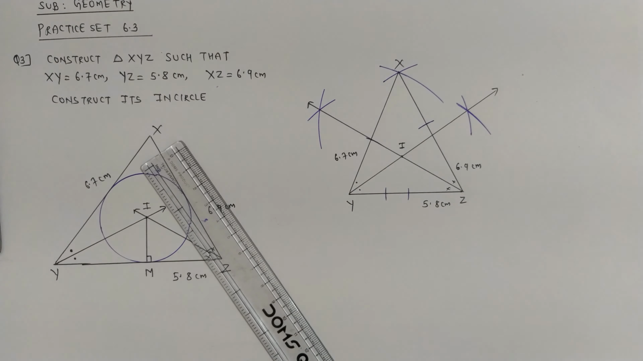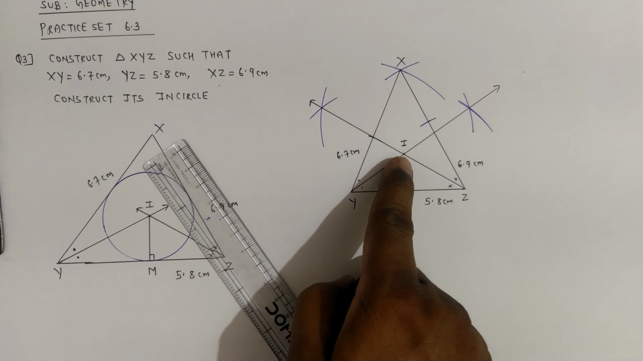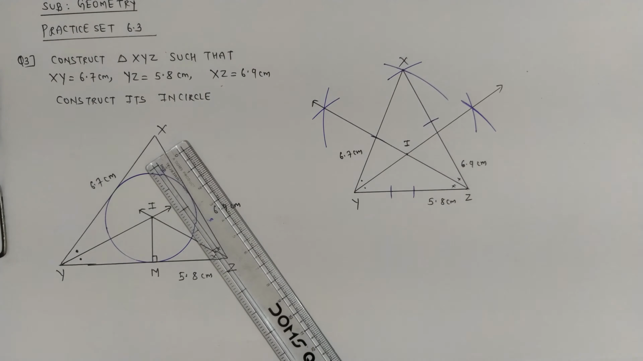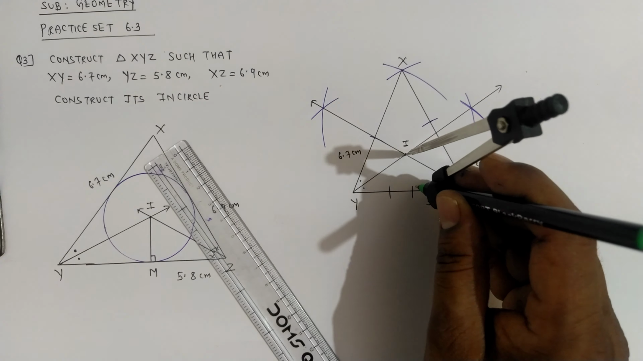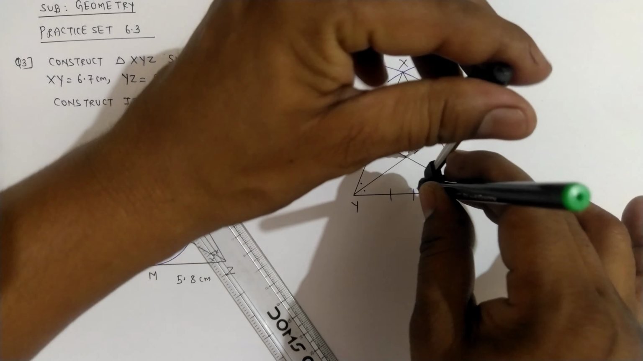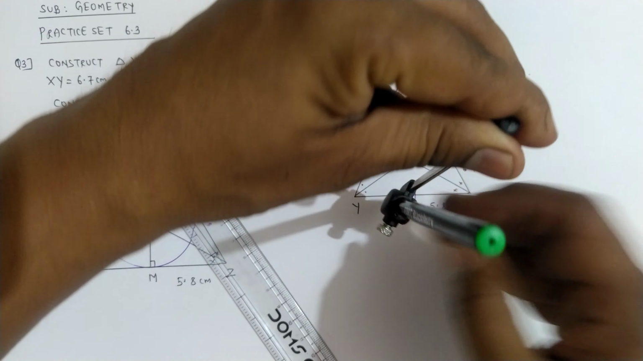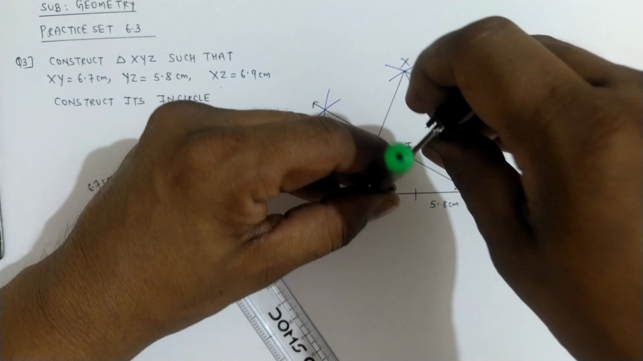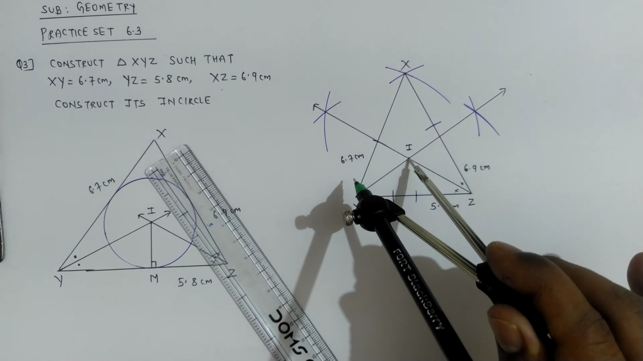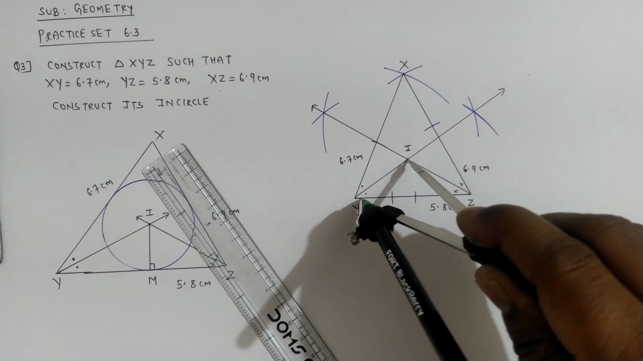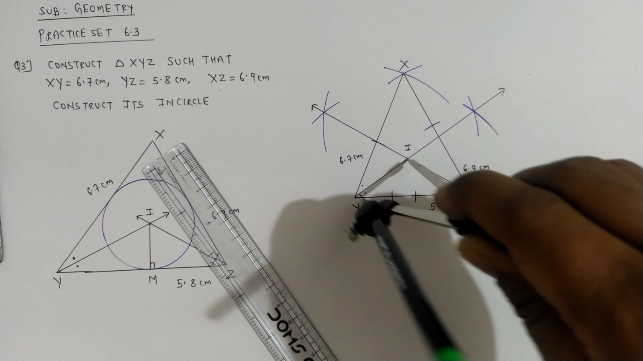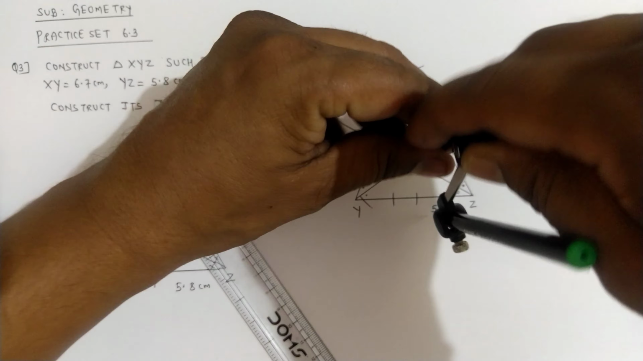I stands for the incenter. Now from this point I, you have to draw a perpendicular on the base. Keep the rounder on point I, and on the base cut two arcs. I repeat once again. Keep the rounder on point I, and adjust in such a way that you are getting two arcs on this base. One arc I am getting here, and the other arc you can get here.